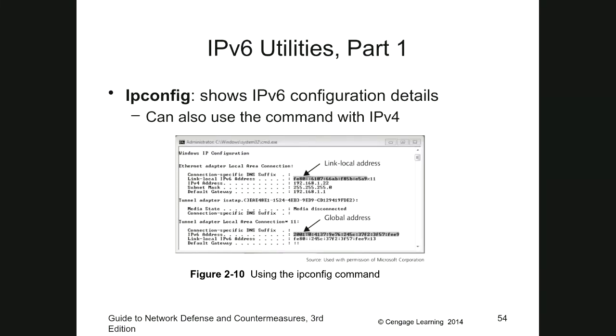So here, IPv6 utilities, this shows a configuration detail. If you do an ipconfig, some of you may know about that, but if you go down to the start menu in the command area, you type in ipconfig, and it's going to bring this back to you. I'm not sure if I can share screen, but you guys can do this.